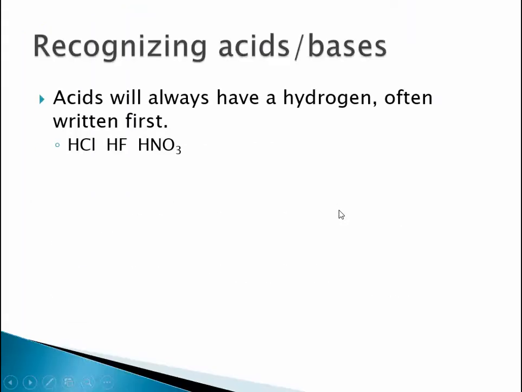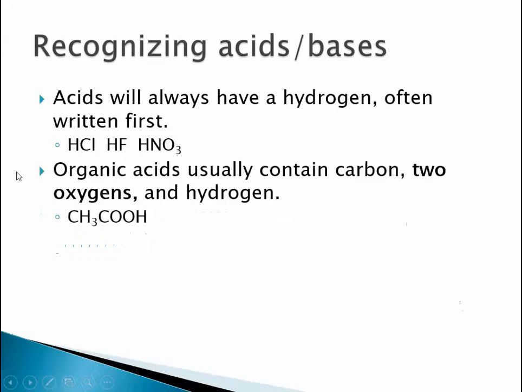Okay, so the very first thing we should probably do is be able to recognize acids and bases when we see them. It's actually pretty darn important, as it turns out, in a unit about acids and bases. So this is the very, very first thing that you should make sure that you can do. Acids will always have a hydrogen, and it's usually going to be written first. That's a good way to recognize an acid.